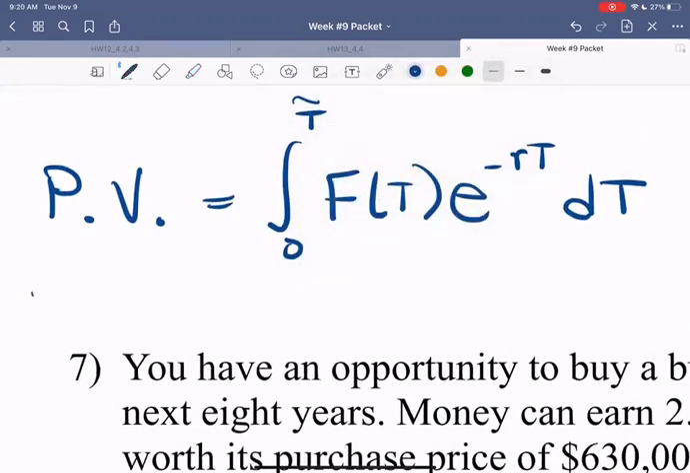I'll write that out here: present value at time t equals, we'll say, t tilde. That's our upper limit of integration. t tilde is some fixed constant that we input into this function to know what the value is at that time.